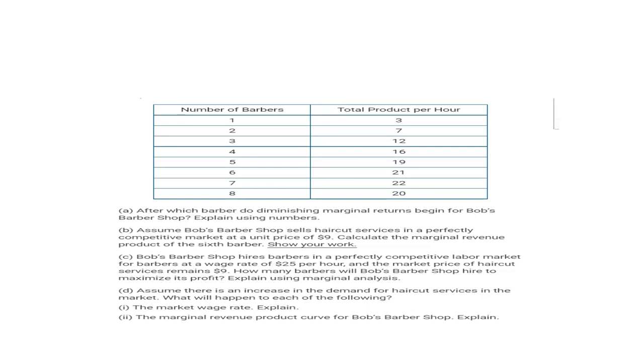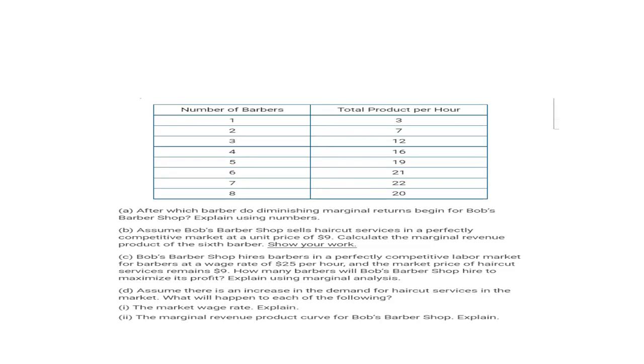Anyone for A? After the third worker. All right, so you're saying that the first worker, the marginal product is 3 minus 0 is 3. The second is 7 minus 3 is 4. So the marginal product goes up. 12 minus 7 is 5. We're still going up. Okay. And this is going down. 16 minus 12 is 4.